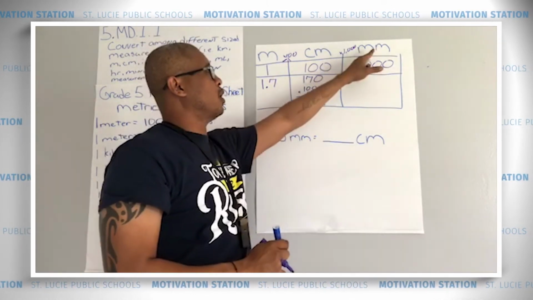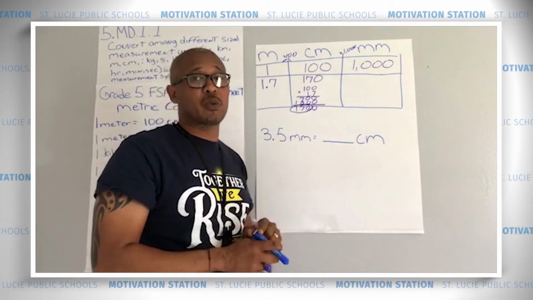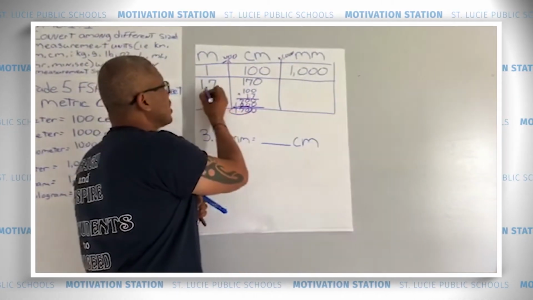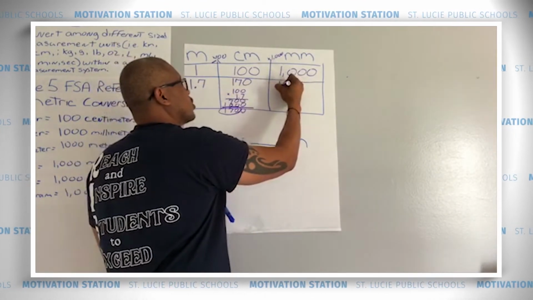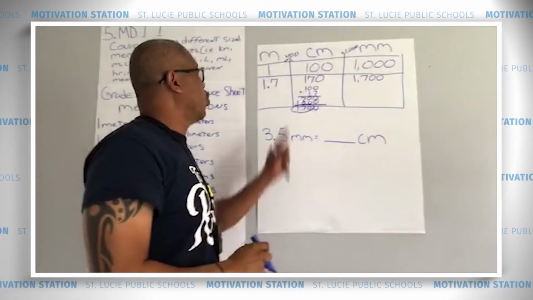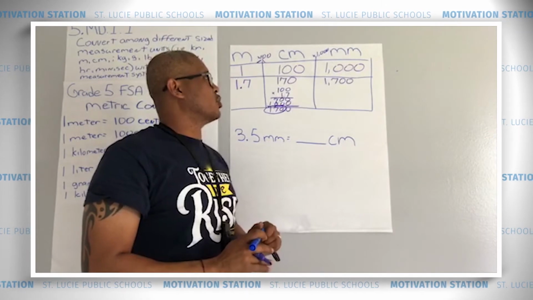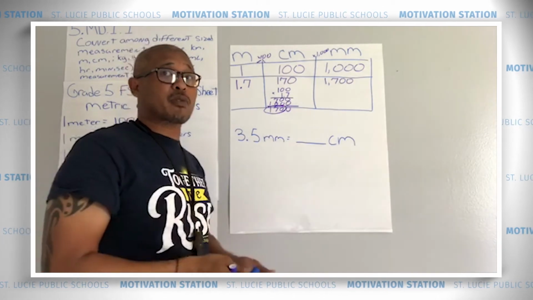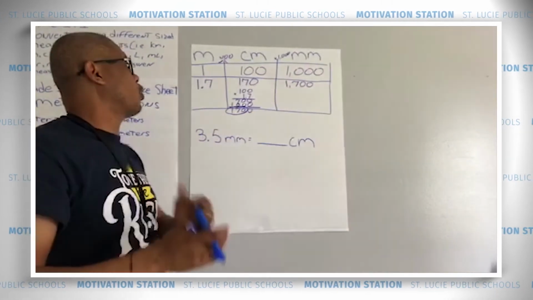So if I want to know the equivalents in millimeters, how many decimal places should I move this? How many places should I move this? 3. So if I move this 3 places to the right, 1, 2, 3, my answer would be 1,700. So 1 7/10 of a meter is equivalent to 1,700 millimeters. Again, multiplying by powers of 10 is the same thing as moving your decimal place. That's why we're moving our decimal place.